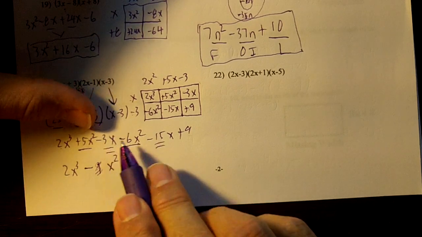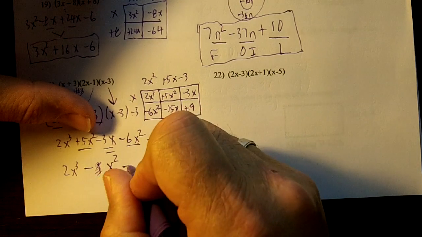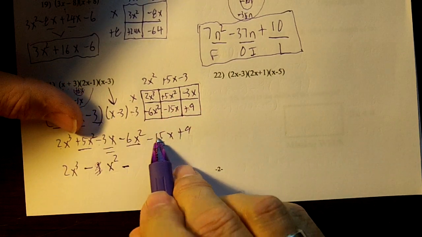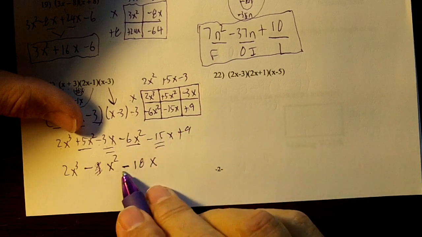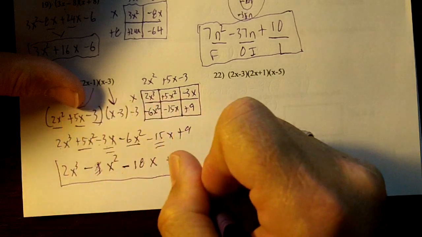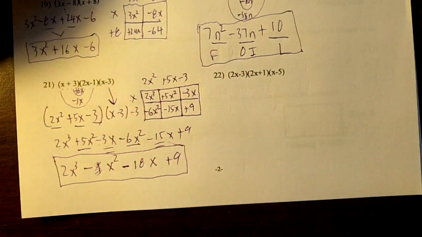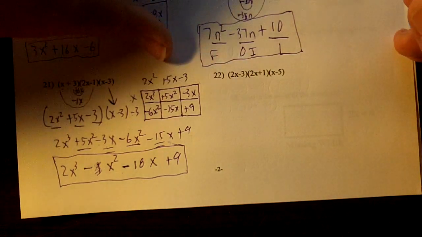Let's look at these two, 3 and 15. I have more 15s than I do 3, so the negative would drop. Negative 3 minus 15 is a negative 18, and my letter's x. Sign, number, letter, and then the plus 9 drops. So this right here would be the answer. A lot of steps here. If you miss one single number up here, the whole thing's wrong.